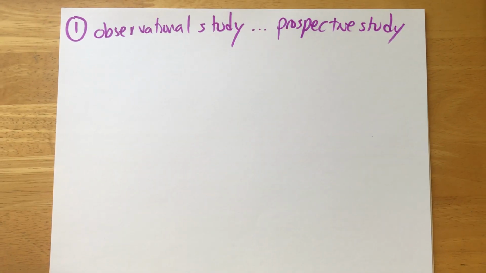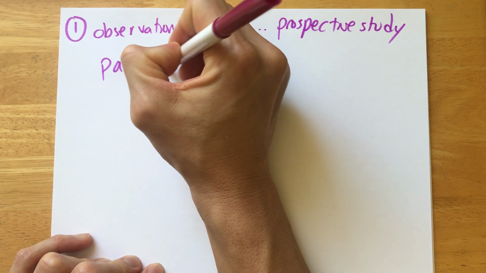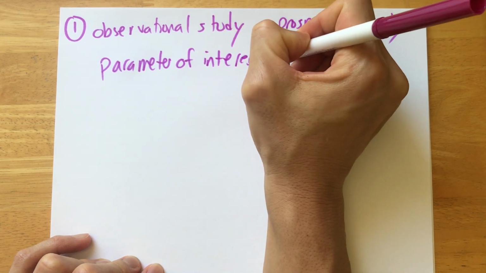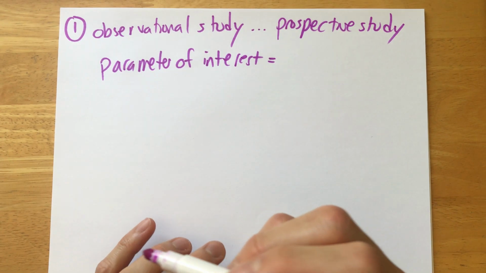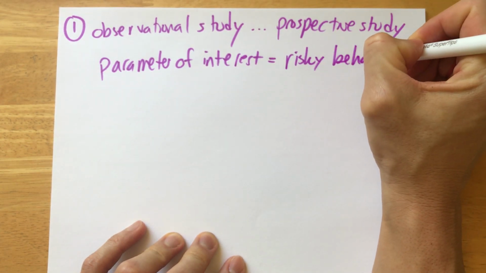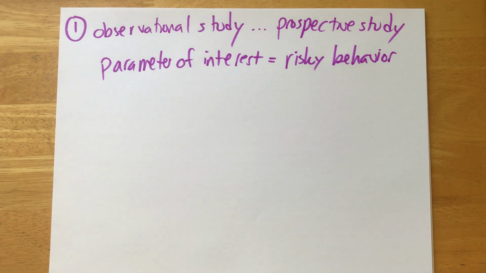It asks you about the parameter of interest. Parameter of interest, all it's saying is, what are we looking at? What are we trying to follow? What are we testing for at the end? They did a test on the risky behavior. So basically they found that premature babies were less likely to participate in risky behavior than full-term babies.